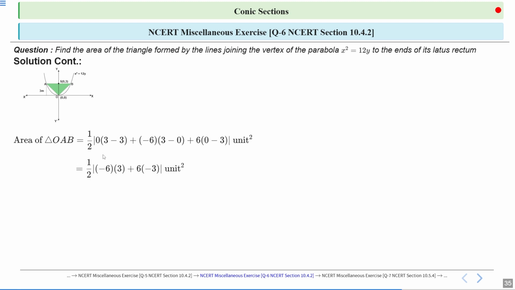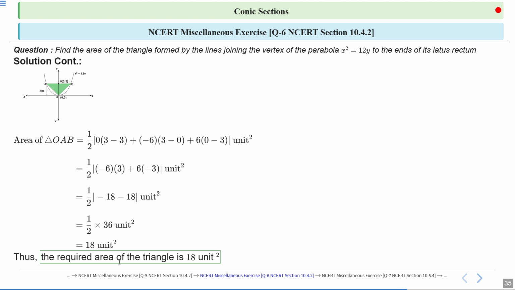This is equal to 1 by 2 modulus of minus 6 into 3 plus 6 into minus 3 square unit. This is equal to 1 by 2 modulus of minus 36 square unit, which is equal to 1 by 2 into 36 square unit, which is equal to 18 square unit. So the area of triangle OAB is 18 square unit. The required area of triangle is 18 square unit. I hope it is clear to all of you and you are getting my point. Okay, so now let's move to the next question.